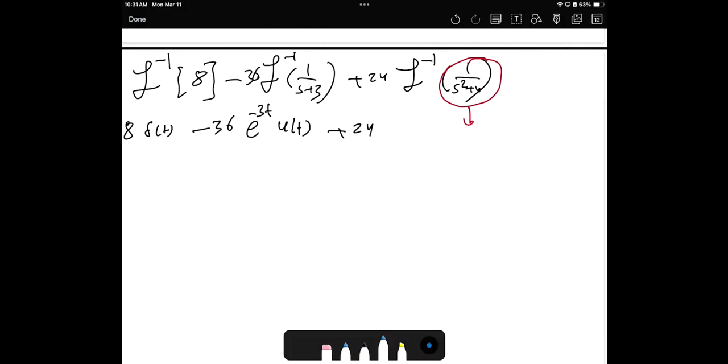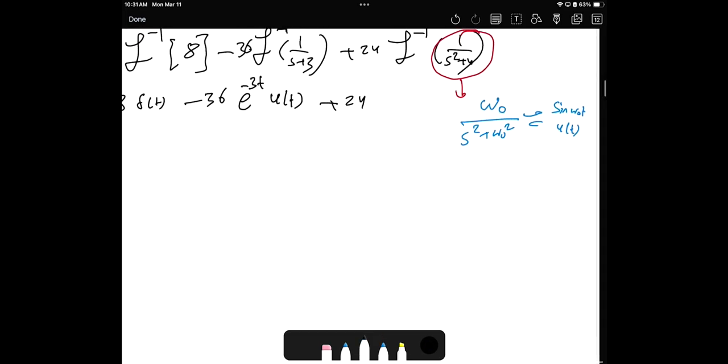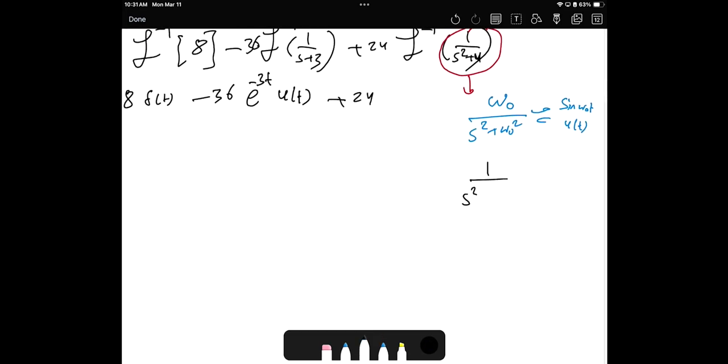So we know from that table, omega naught over s squared plus omega naught squared will be sine omega t u of t, right? Then in order to say, here we have s squared plus 4, so it will be 1 over s squared plus 2 squared, then it will be sine 2t u of t. But we have another thing, which is this one must be 2.